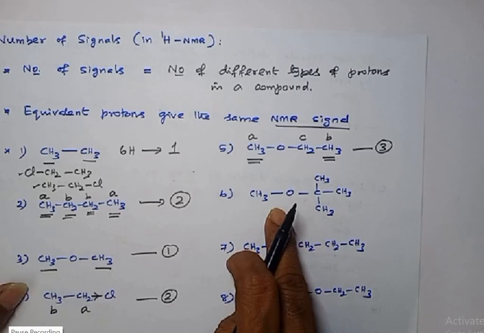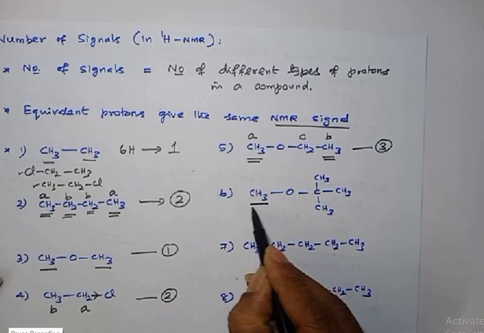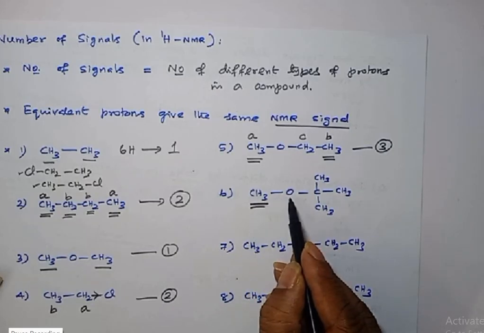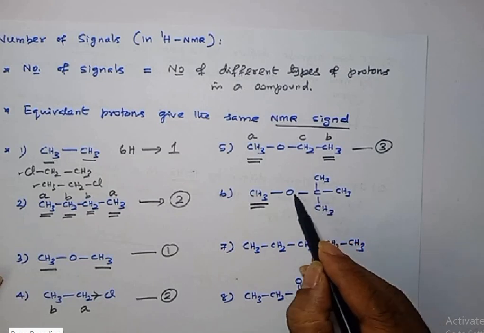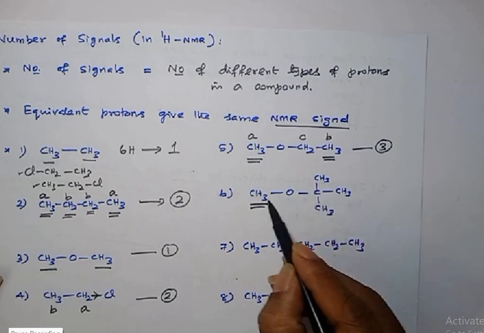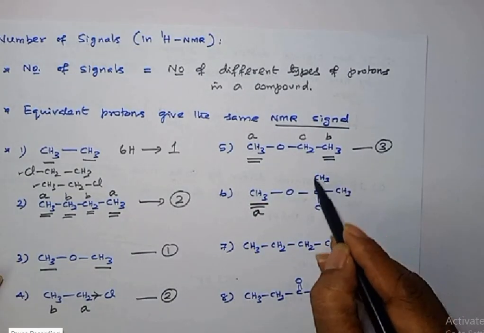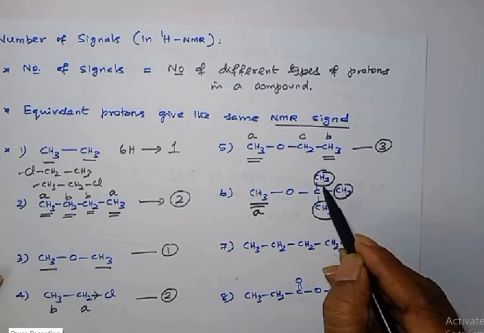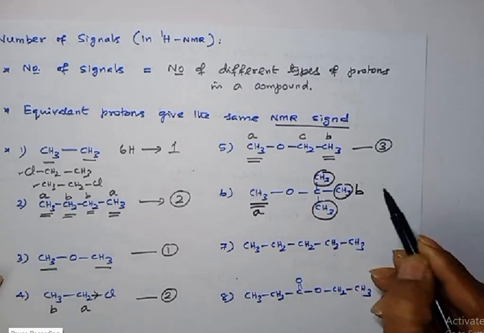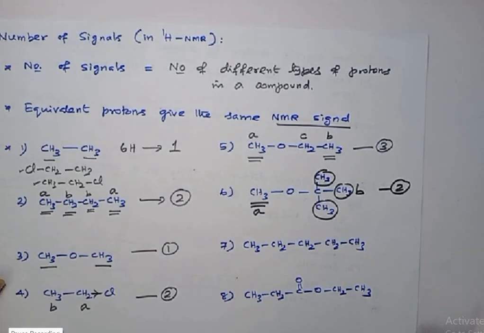Okay. Yes, what about the 6th one? Anyone tell me? 2 signals, sir. Very good. So, this methyl group is directly connected to oxygen, whereas these 3 methyl groups are connected to this carbon, and that carbon is connected to oxygen. So, this methyl group is in a different environment, and these 3 methyl groups are actually equivalent. So, we have 2 different types of protons, and we get 2 signals in the spectrum.